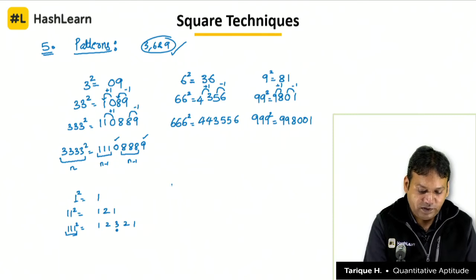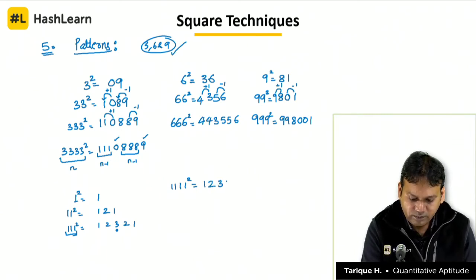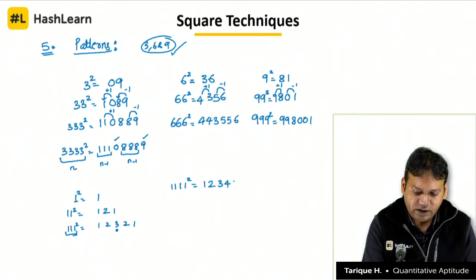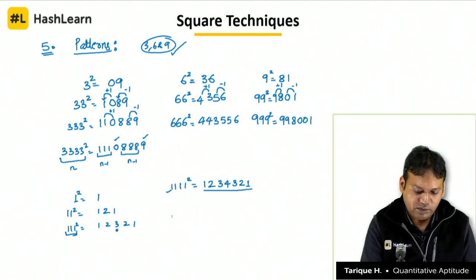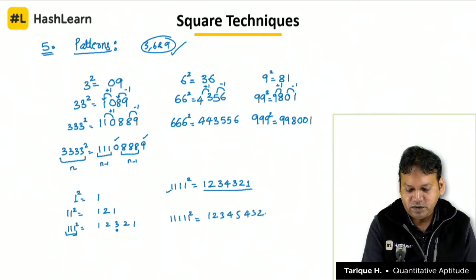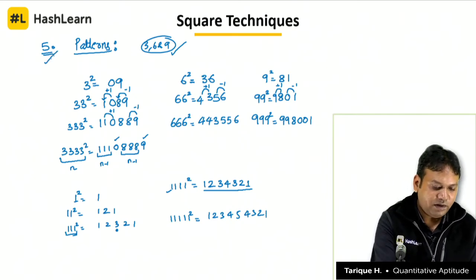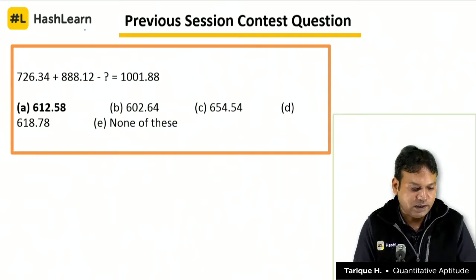Okay. Suppose we have 1111, 4 times 1. So write down here 1, 2, 3, 4 and then reverse from there 3, 2, 1. Clear? So the answer becomes 1234321. Suppose we have to find out 5 times 1 square, that will become equal to 123454321. So this is the fifth type of square techniques, based on patterns. Now we will see the previous session contest question.